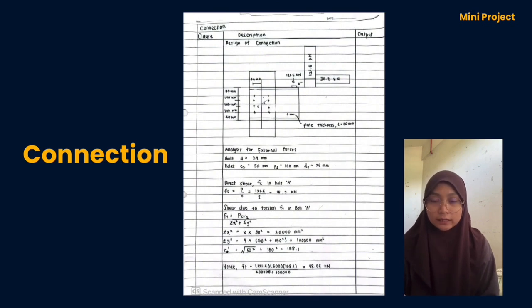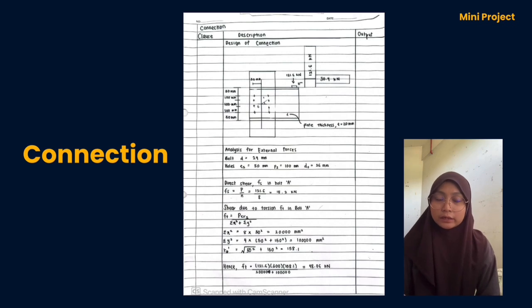Let's begin with the design layout. The connection used a steel plate with a thickness of 20mm. There are 8 bolts arranged symmetrically in 4 rows. The applied external forces are 41.6 kN vertically and 30.4 kN horizontally. For this analysis, we use a 24mm diameter bolt with a 26mm hole. The bolt spacing is 100mm vertically and 50mm edge distance.